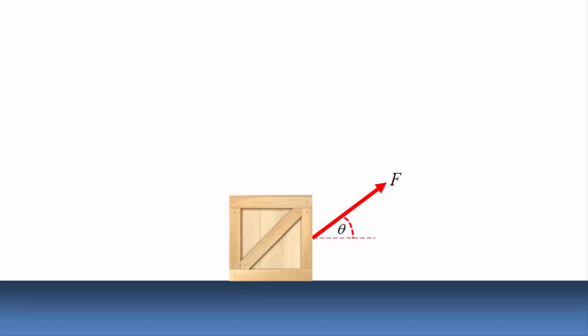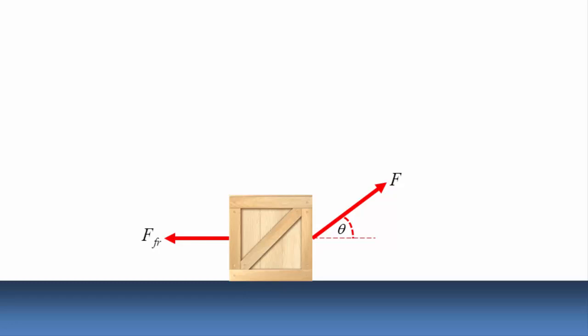As soon as the force is applied, friction will react to oppose the applied force. What is the direction of this frictional force? Friction will always oppose any motion, so if the force wants to pull the crate to the right, then friction will act in the opposite direction.